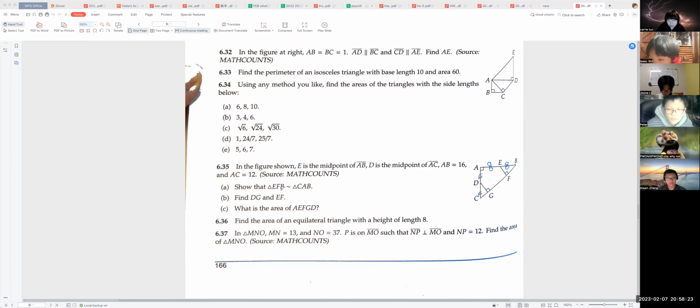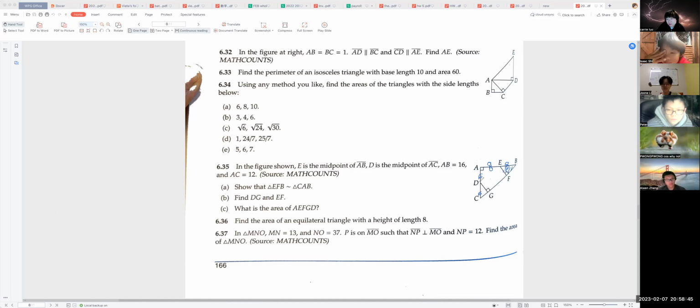Okay, so show EFB is similar to CAB. So they want you to show this one is similar to the bigger one. So in order to make two triangles similar to each other, you have to have two angles that are the same. So we have this one's 90, this one's 90. And also these two triangles share the angle B as their common angle. So that's why these two triangles are similar.